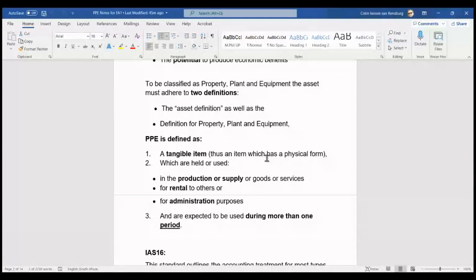Does it fit in under inventories? Does it fit in under property, plant and equipment? Does it fit in under intangible assets? Or where does it fit in? If we've determined that it's a liability, then we're going to visit some other International Financial Reporting Standards to see which kind of liability that is.